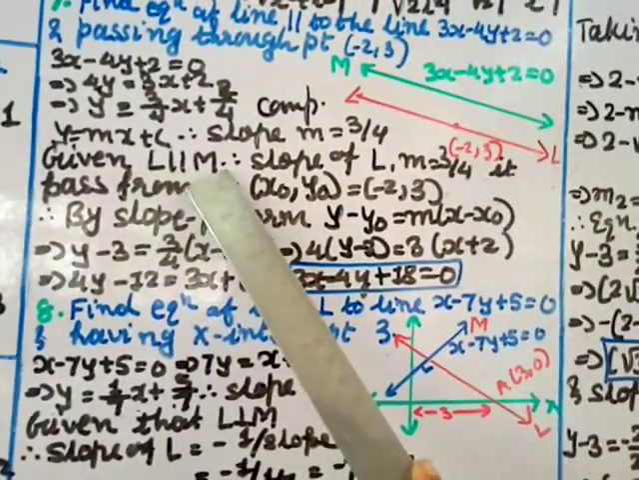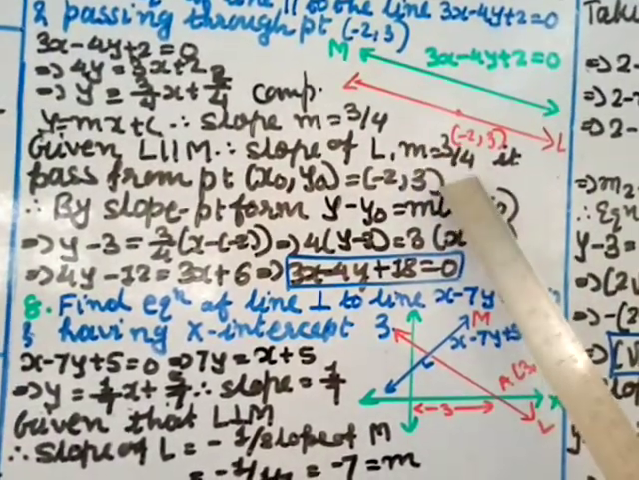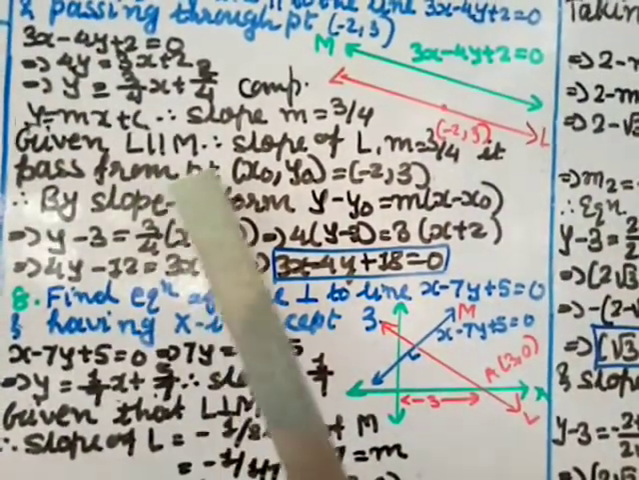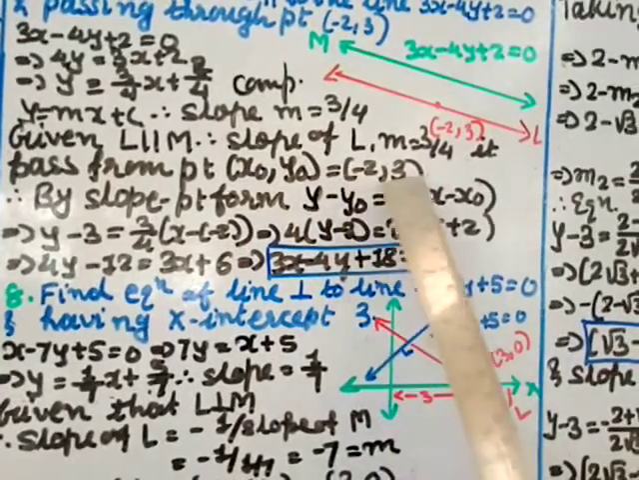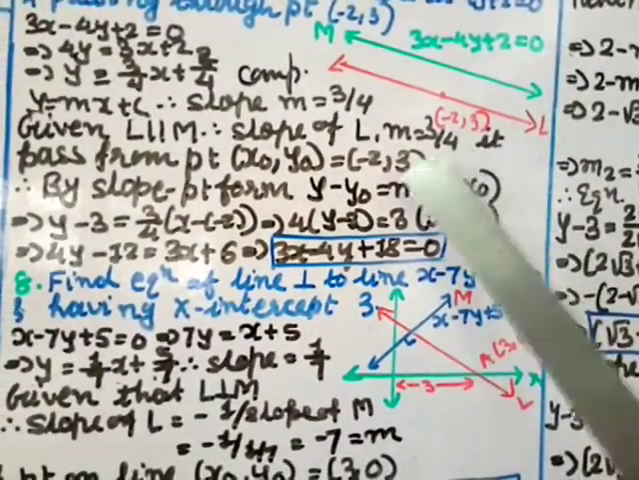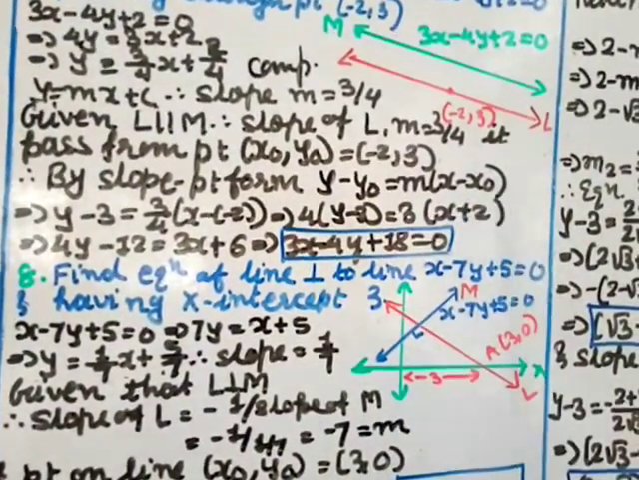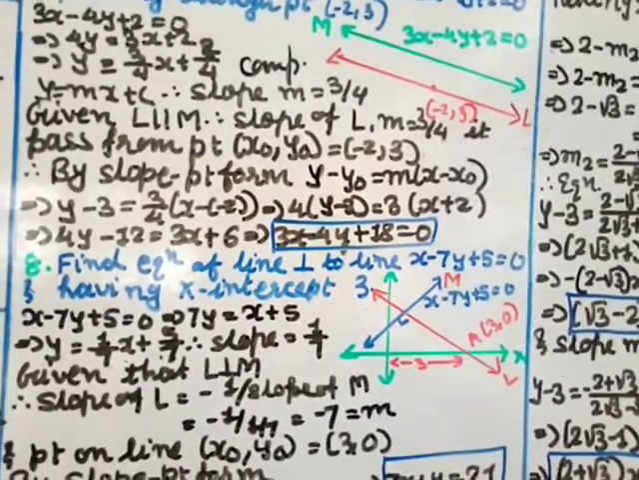Given that L is parallel to M, therefore slope of L will be same as slope of M, so 3 by 4 is the slope. It passes through point x0, y0 equal to minus 2, 3. It is also given. So now you have got a slope, you have got a point, so use slope point form y minus y0 equal to m into x minus x0. Put the values and solve it.